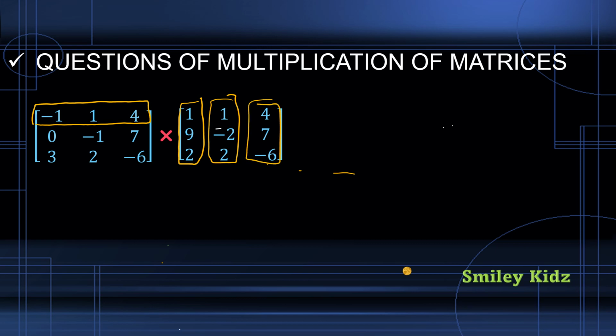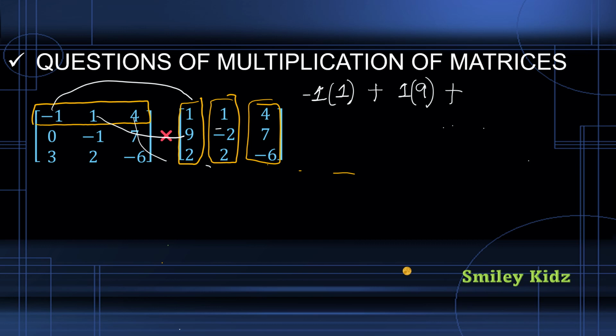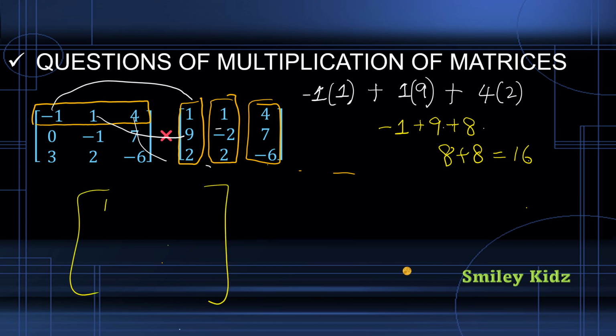Firstly, we're going to multiply the first row with the first column of the second matrix. That is going to be minus 1 into 1 plus 1 into 9 plus 4 into 2. So this is going to be equal to minus 1 plus 9 plus 8. This is 8 plus 8, which is equal to 16. So the output matrix will have 16 as its first element.